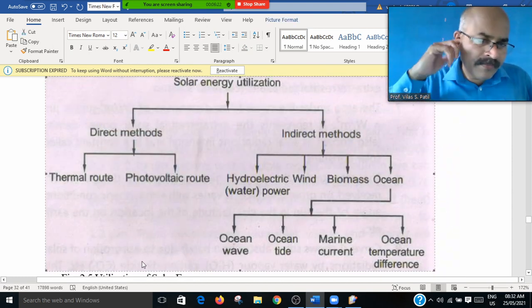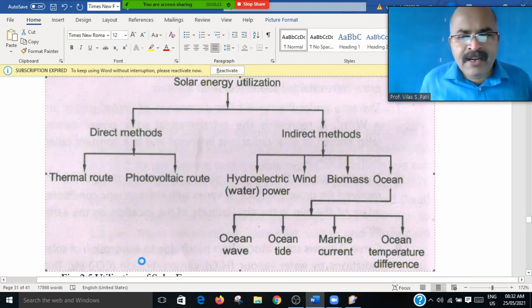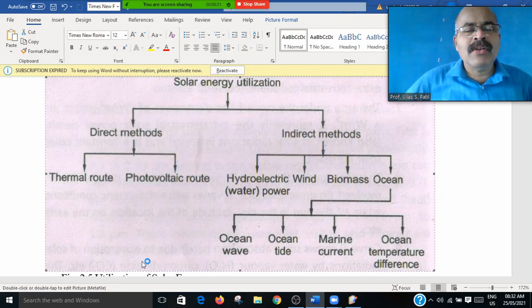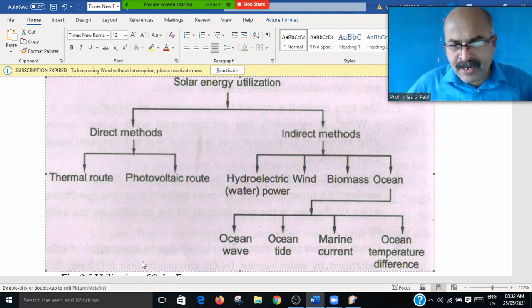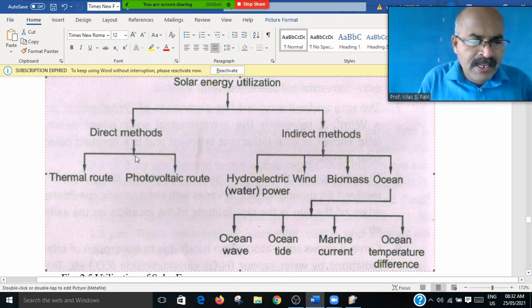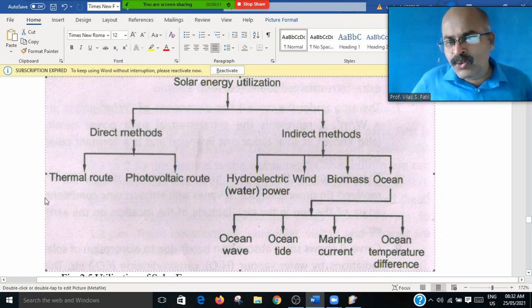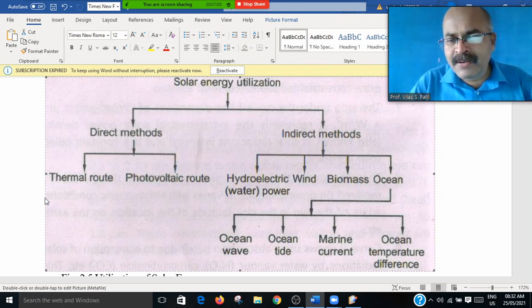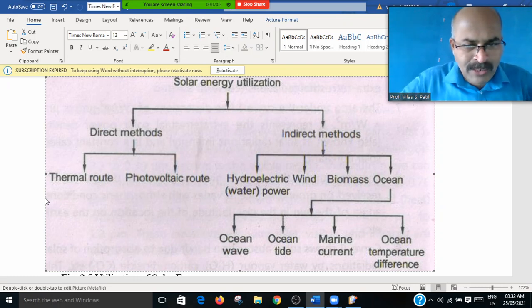We started solar energy, and at the end of the last lecture we came to this point, that is the utilization of solar energy. There are two methods for the utilization: one is the direct method and another is the indirect method. In the direct method, the thermal route and the photovoltaic route are used. The photovoltaic route is used to convert solar energy into electrical energy, and the thermal route is used for the thermal or heat application of solar energy.